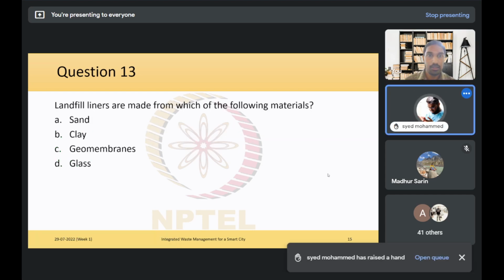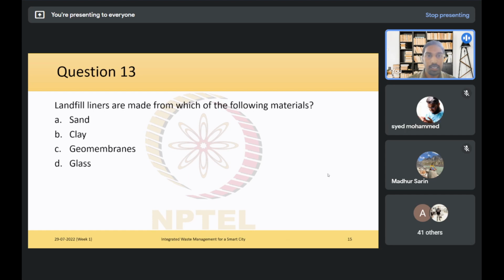What is the source of the landfill gas? As we looked at earlier in one of the questions, it's a result of the anaerobic decomposition. So there are these biodegradable materials that are present in the landfills, right? These biodegradable materials will undergo anaerobic degradation, and as a result of this anaerobic degradation, we get these landfill gases. Okay, sir. Thank you.